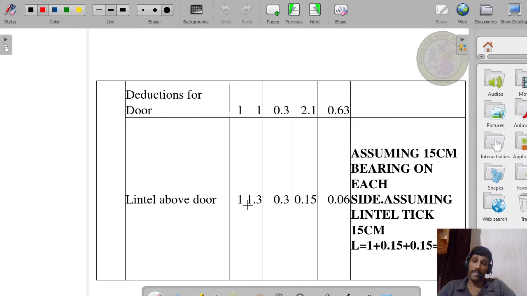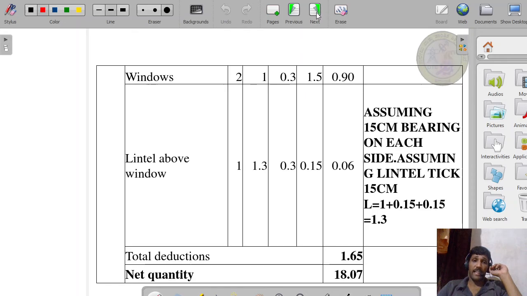Now you have to write it in length column 1.3 meter, breadth or thickness column 0.3 meter, and lintel thickness is depth. Lintel depth is 0.15 meter. By multiplying all these 4 columns, we will get 0.06 meter cube.